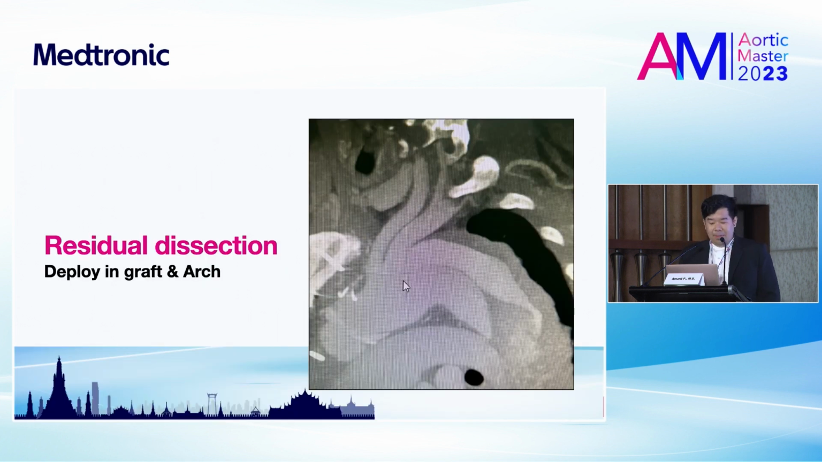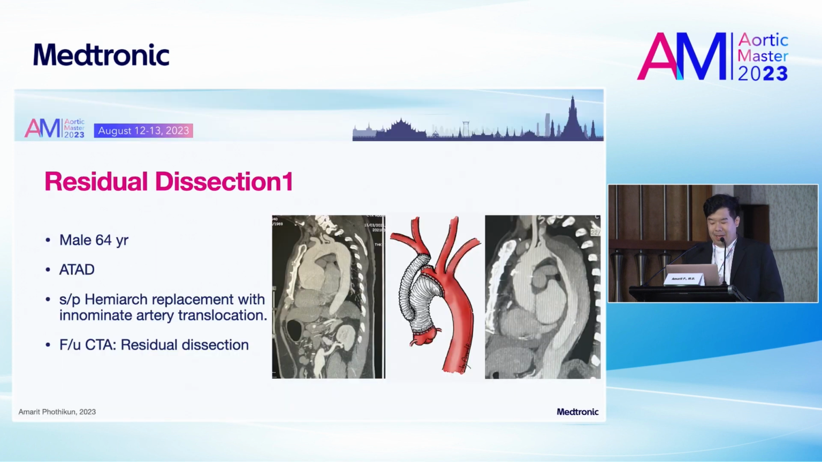And the last sample case is a patient who maybe had a previous type A dissection and has residual dissection just like a type B. This patient is a 64-year-old male who presented with type A aortic dissection. In my hospital's strategy, we perform a hemi-arch or partial arch replacement with innominate translocation because the patient may need further endovascular repair, and it makes the proximal landing zone easier.